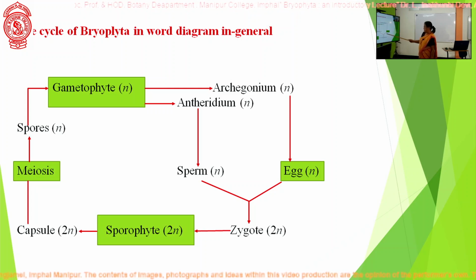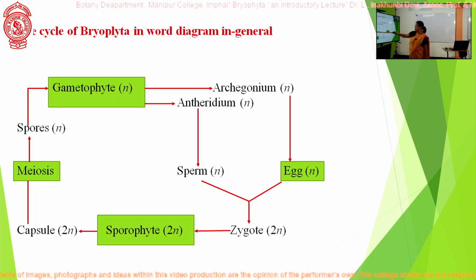And the second stage is represented by, after the formation of zygote, this sporophytic plant body develops, and the sporophytic plant body will give rise to the capsule after maturation, and after maturation meiosis cell division will give rise to spores. Up to meiosis from zygote, this is known as the sporophytic generation.